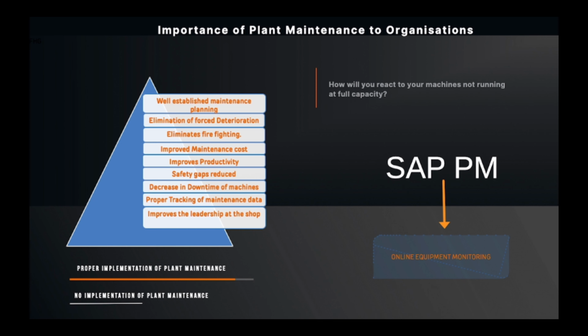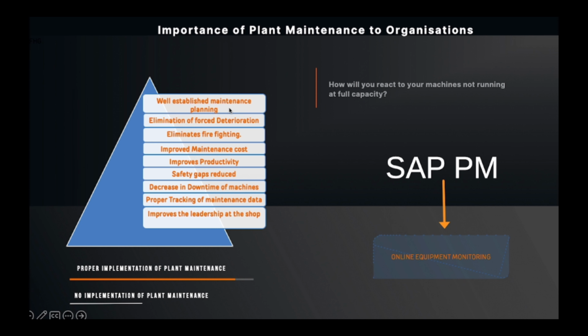SAP PM, SAP Plant Maintenance, is very important to the organization. But before I dive more into explaining the importance of this maintenance to organization, I would love us to ask ourselves this question. How would you react to your machines if they are not running at full capacity? Of course, it is a red flag because, as earlier said, one of the business goals is to satisfy the unending needs of your consumers. And if your machines are not running at full capacity, the possibility of meeting this goal and keeping up a competitive edge in the market is going to be zero to none.